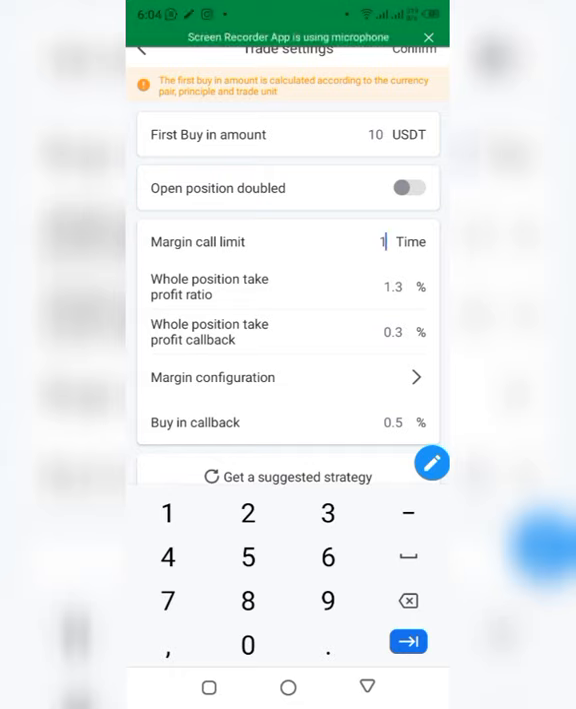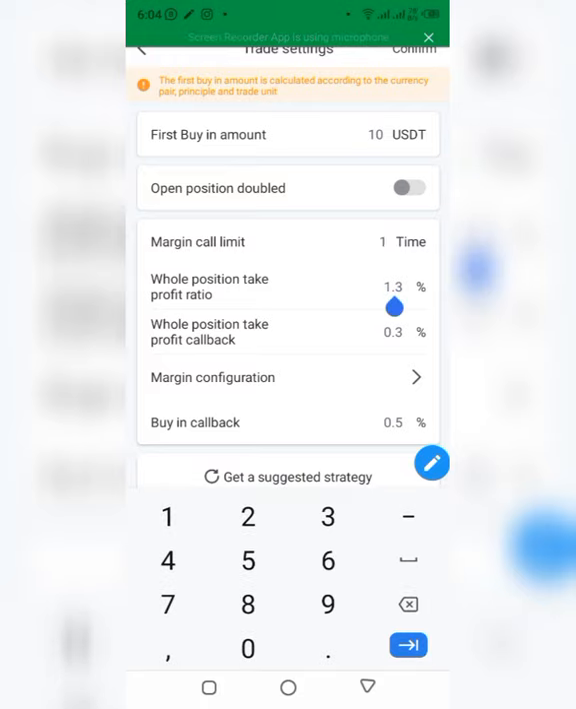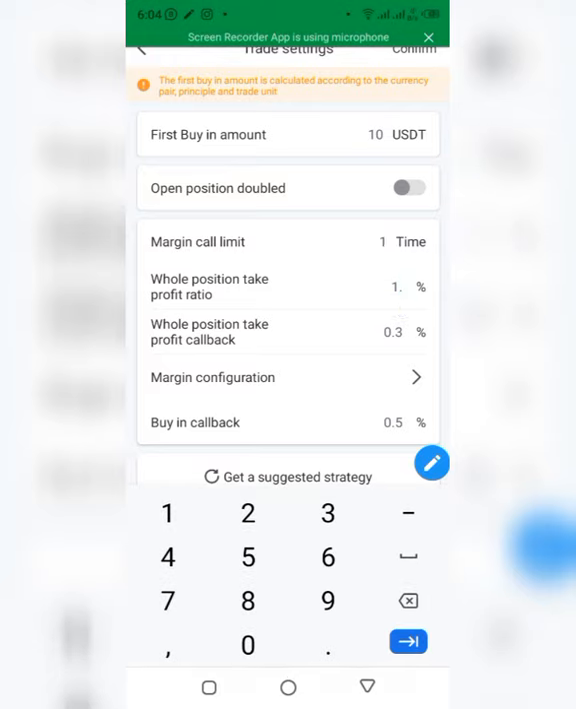Now, I see many people setting 7, some go to the extent of setting some funny numbers, of which I don't know if they are praying for Bitcoin to go back to $10,000. We pray it goes up. So if you set it to 1, the whole position take profit ratio should be 1.1. I will tell you why. Just a minute. Now if you go to the whole position take profit callback, always set it to 0.1. I will still tell you the reason.